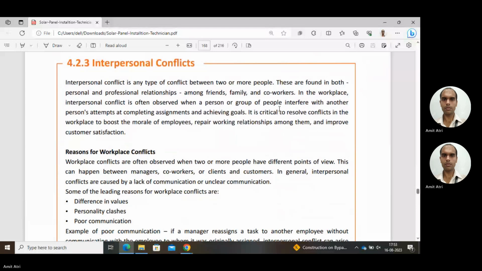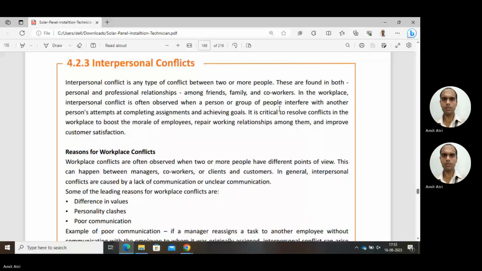Okay, so this usually gives rise to conflicts. So it is critical to resolve conflicts in the workplace to boost the morale of the employees, repair working relationships, and improve customer satisfaction. So the conflicts should be resolved.